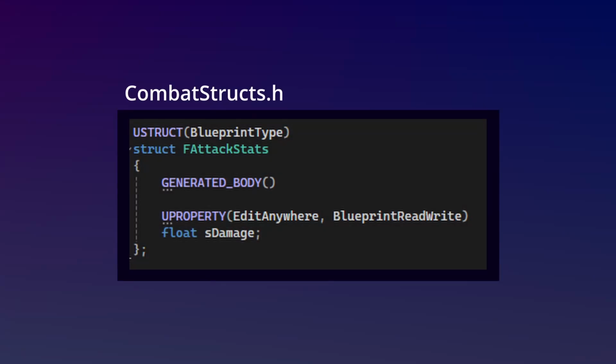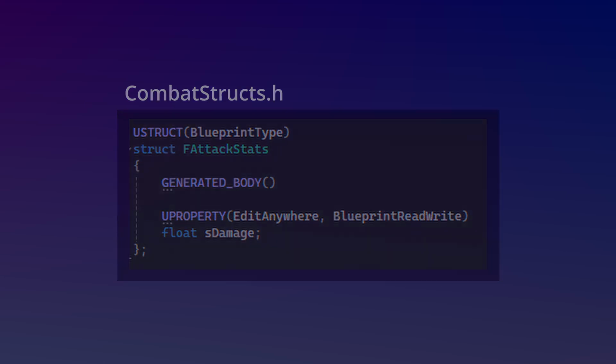Now before getting into our damage handler method, here we have our attack stats struct. It is pretty simple for now and only contains a field for the amount of damage to deal, but we can expand upon this later on as we flesh out the combat system more. This struct is placed in the combat structs header file, so it shares a file with our attack struct that we made in the previous video.